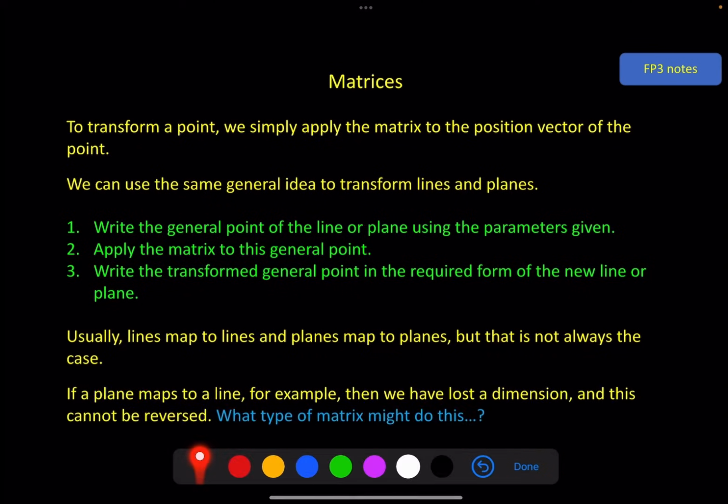The example we look at will have a plane mapping to a line, losing a dimension, and you can't go backwards from that. There's no way to transform the line back to a plane. You would not have enough information. And the question in blue here, what type of matrix might do this? The answer is a singular matrix, a matrix that does not have an inverse.